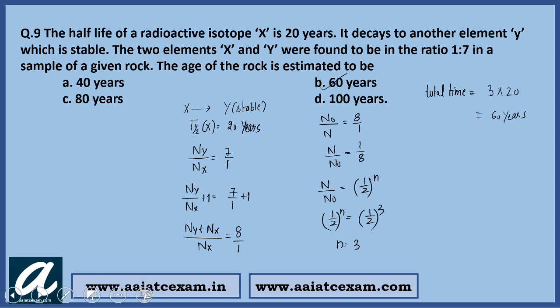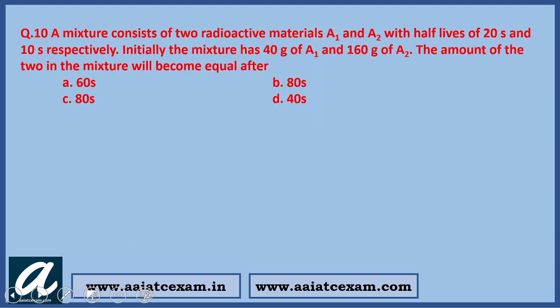Let us solve question number 10. A mixture consists of two radioactive materials, A1 and A2, with half-lives of 20 seconds and 10 seconds respectively. The half-life for A1 is 20 seconds, while the half-life for the second material A2 is 10 seconds. Initially, the mixture has 40 gram of A1 and 160 gram of A2. The amount of the two in the mixture will become equal after what time?